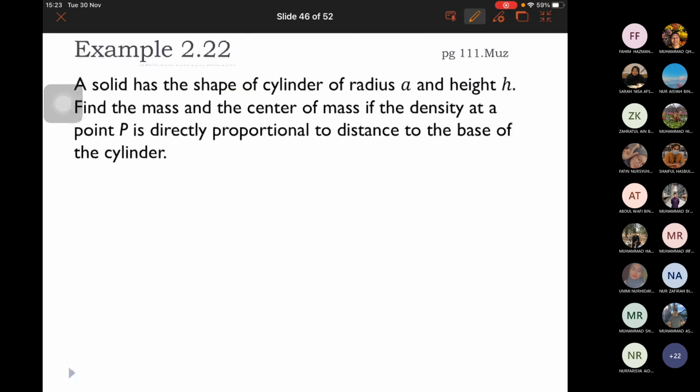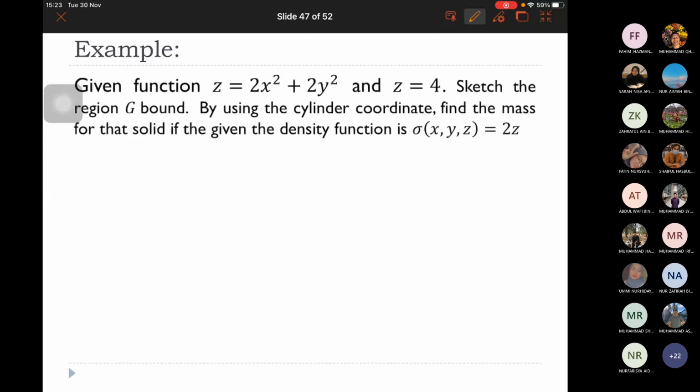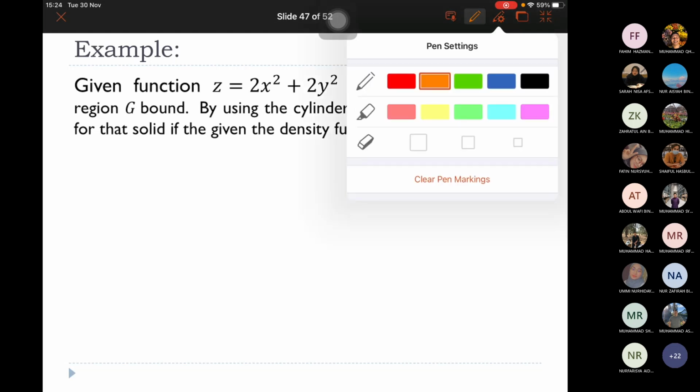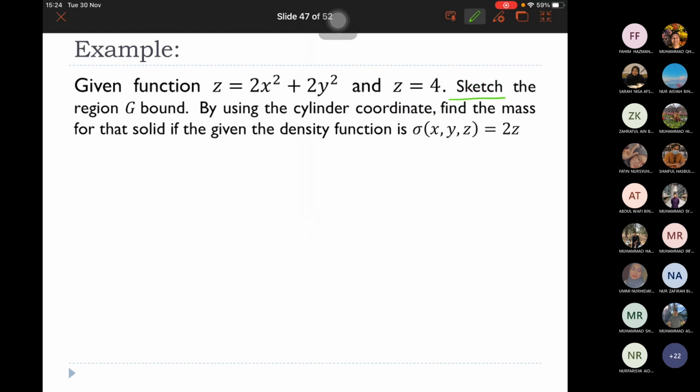Let's take a look at an example. This first example has no numbers, so I am less interested. Let's look at another example. Given the function z equals 2x squared plus 2y squared, and z equals 4, sketch the region G bounded by them, and using cylindrical coordinates, find the mass of that solid if the given density function delta x, y, z is equal to 2z. The first question asks you to sketch, so try sketching the region G.